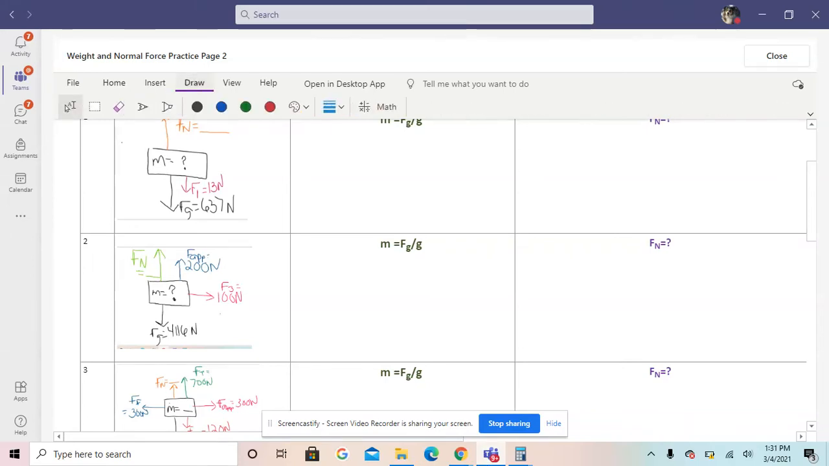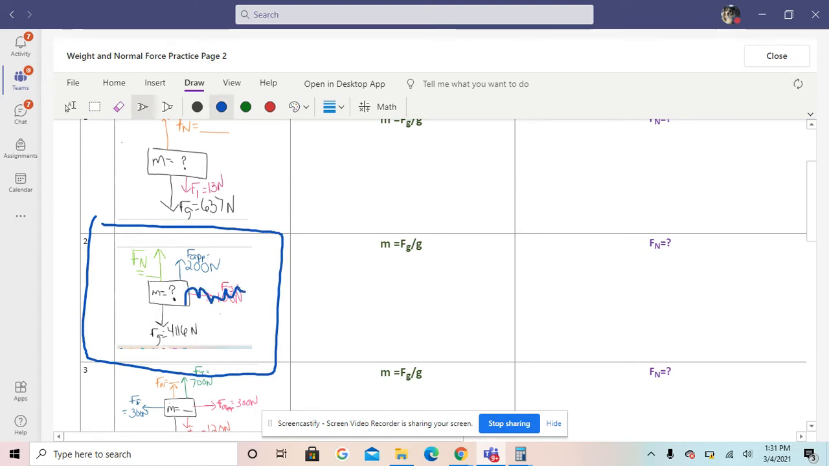Number 2. So I'm going to pick blue. So we're looking at this one right here. Right now we're only dealing with vertical forces. So I'm right away just going to cross off that one force to the right. That's going to make the object move to the right, but it's not going to make it move up and down. And the object's not moving up and down. It's actually either at rest on a table or sliding across the table or some type of surface.